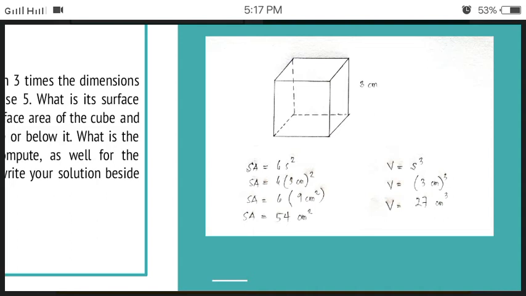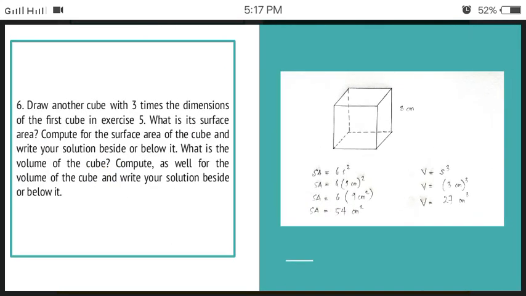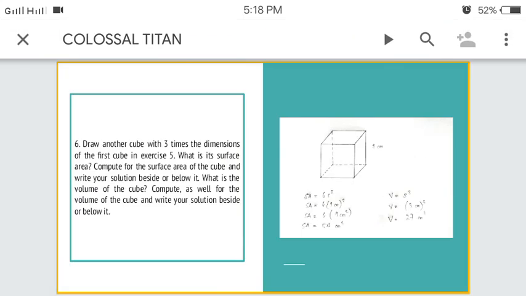So the surface area is equal to 6 s squared, substituting the side, 6 times 3 centimeters squared. So surface area is equal to 6 times 9 centimeters squared, which is equal to 54 centimeters squared. So that's the surface area of the cube when scaled by 3. The volume is s cubed. Volume is equal to 3 centimeters cubed. That is 27 centimeters cubed. That's the volume of the cube, which is scaled by 3.